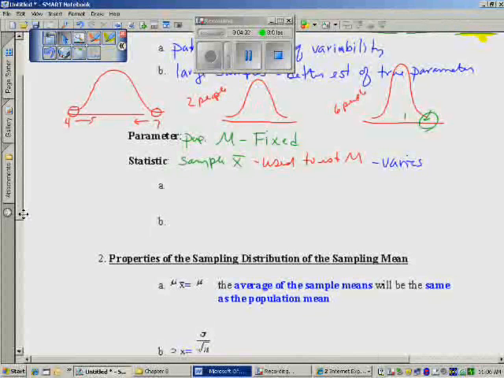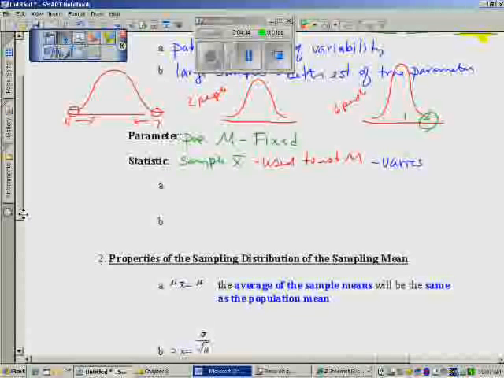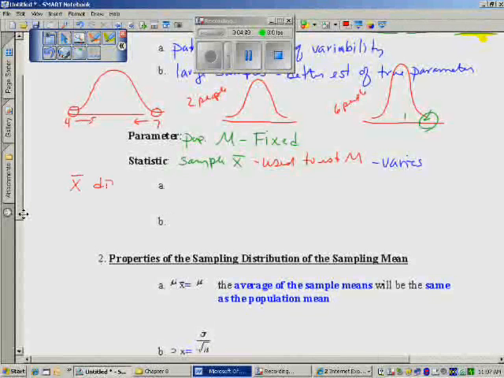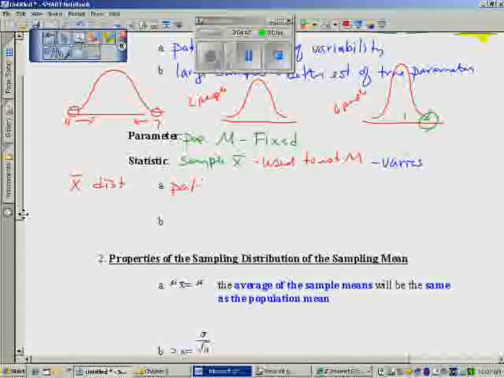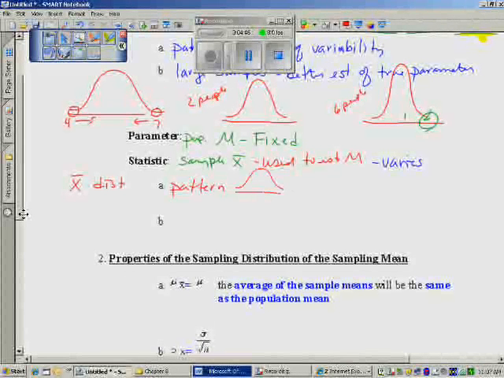Well, what's pretty neat about this is if you, again, take all these X bars and make a distribution, a sample mean distribution, you do get a pattern, and the pattern is the normal distribution. So it allows us to make statements about my population.